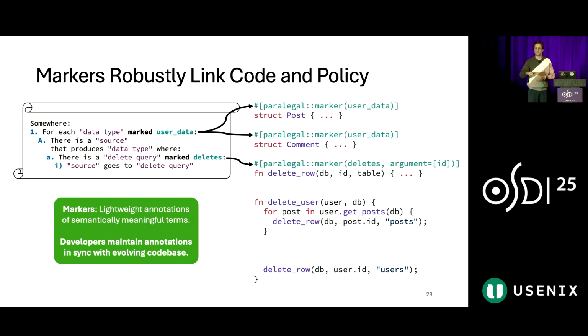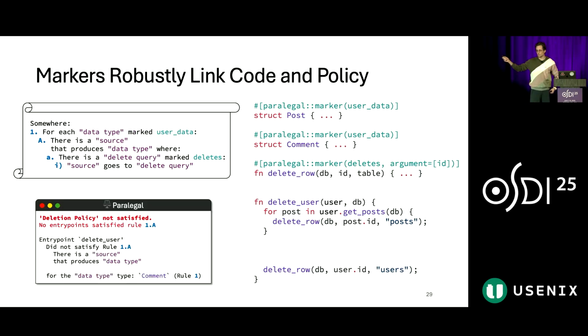Now, with the markers and the policy in place, we can run Paralegal, and we actually get an error message for our Plume example. So this last line clearly identifies that the problem is the comment type that is not being deleted. And to understand how Paralegal can make this determination, I would like to draw your attention to the goes to operator in the last line of the policy.